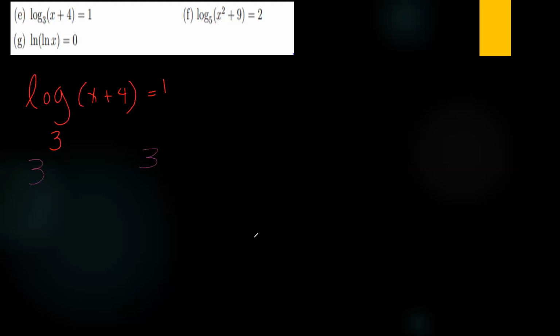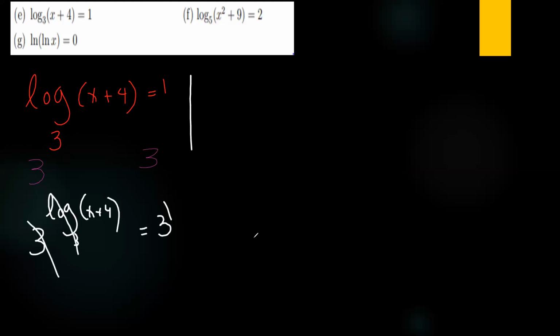So what did you get now? You get 3 raised to the power of logarithm base 3 of x plus 4 equals 3 to the power 1. So now x plus 4 equals 3. So x will be negative 1. This is here E.